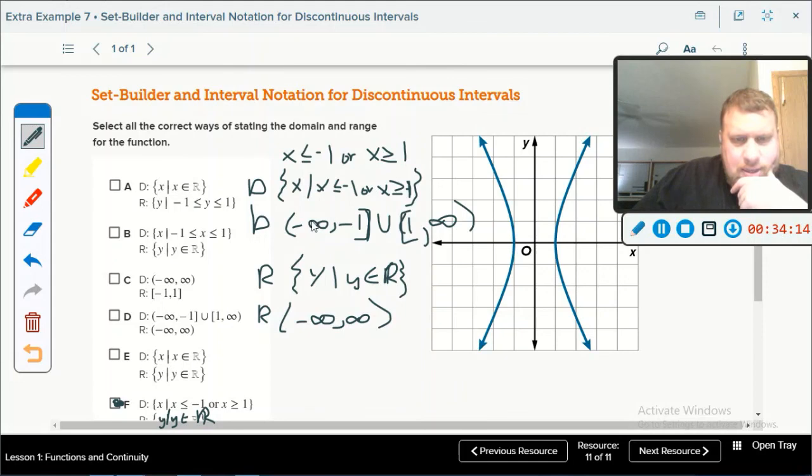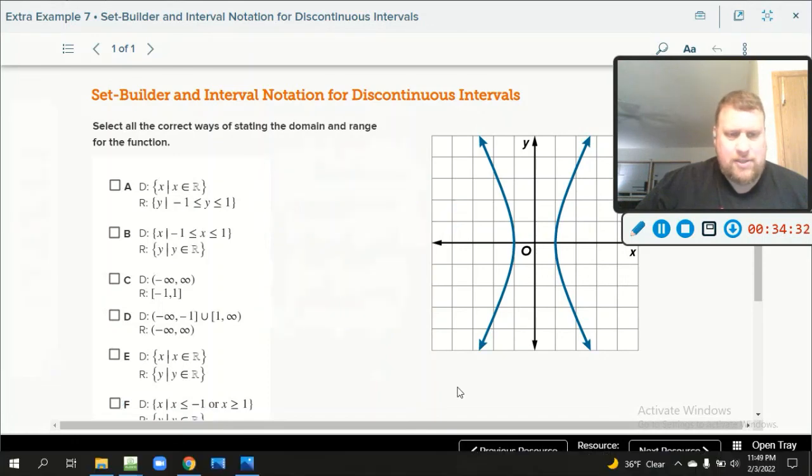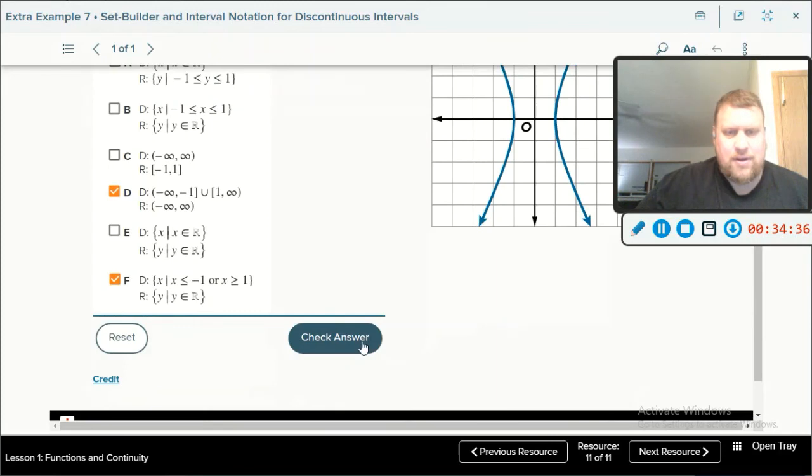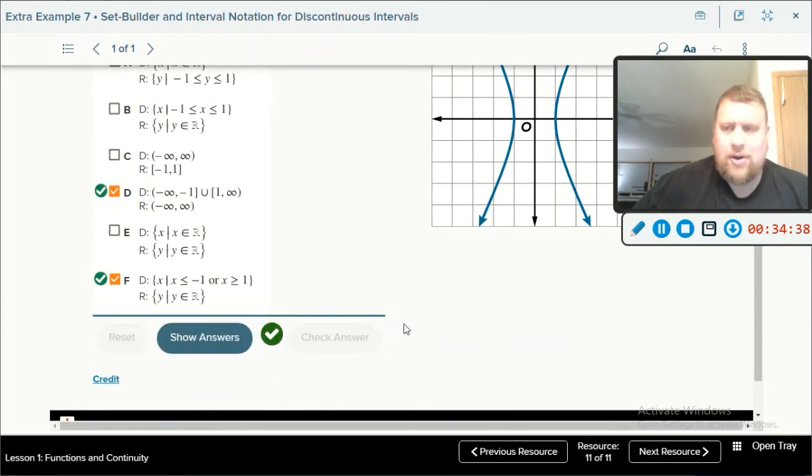What else? We need to see negative infinity to -1 for domain. Perfect. Unioned with 1 to infinity. That works. And then range should be negative infinity to infinity. All right, it's D. So D and F is what it should be. Let me cut off my drawings here. Let's look. D and F. Look at that. We got it right.